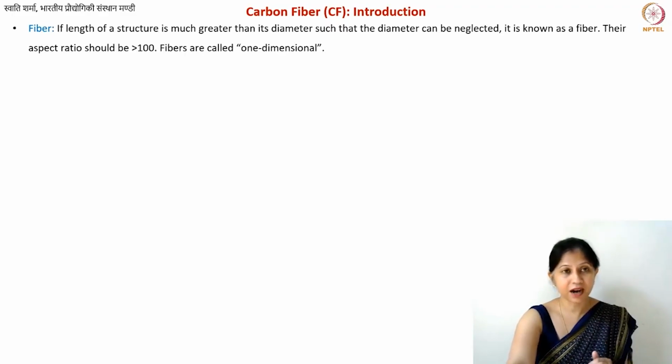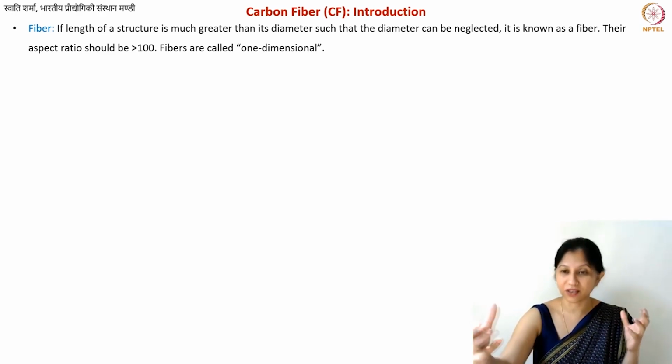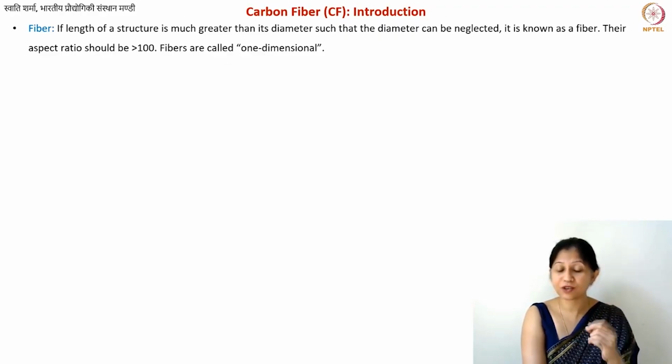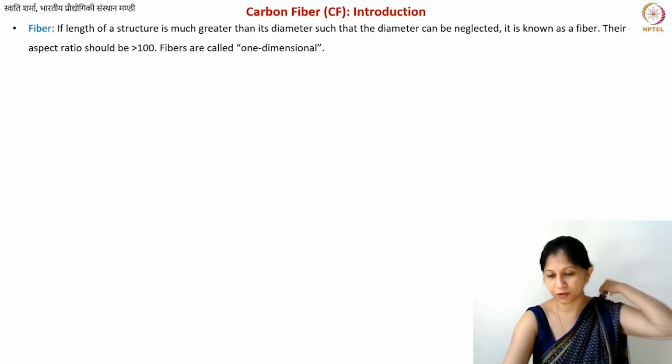Let us first start by learning what is a fiber. A fiber is a very long structure. When we say long, what does that mean? Long means you can basically neglect its diameter compared to its length. So that is your basic definition of a fiber, that the aspect ratio of these structures should be such that you can neglect the diameters. Aspect ratio is the ratio between the length and the diameter. So that should be higher than 100. That is number one. That is when you call it a fiber, whether it is a carbon fiber or a polymer fiber, irrespective of that.